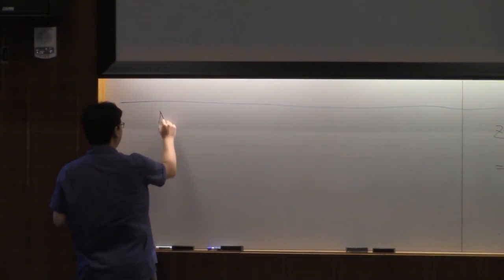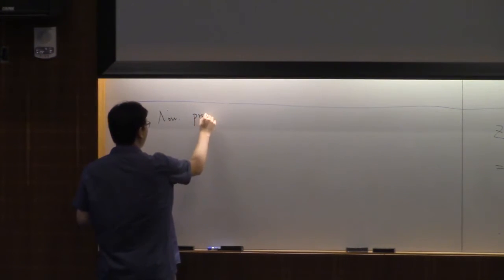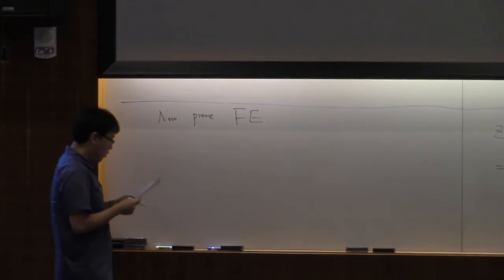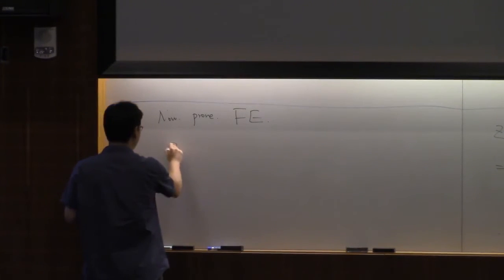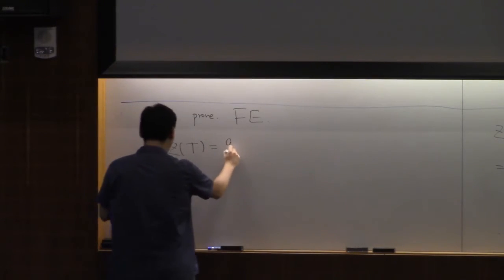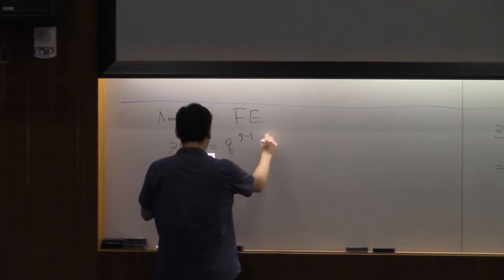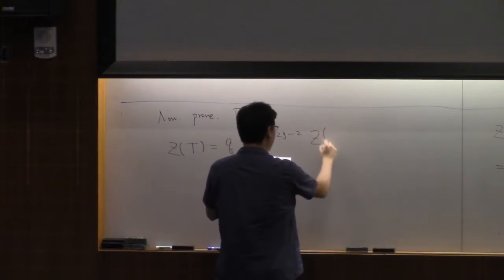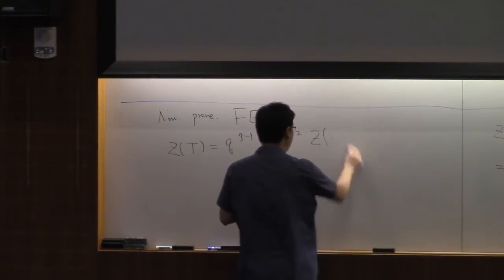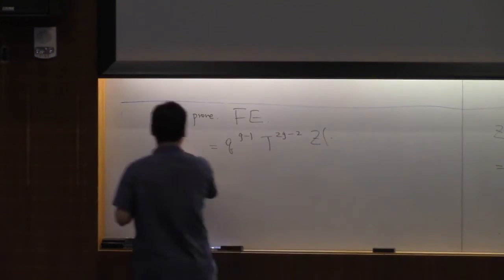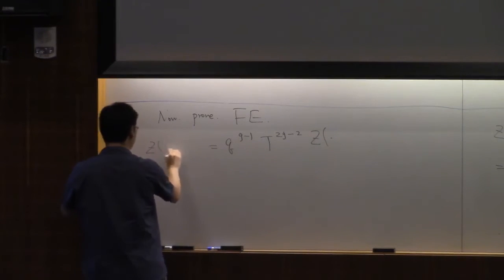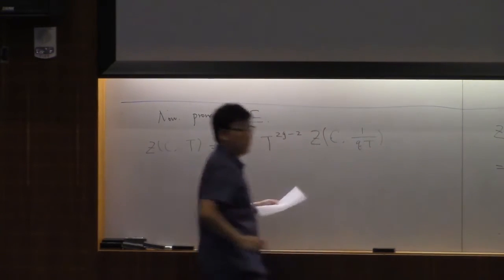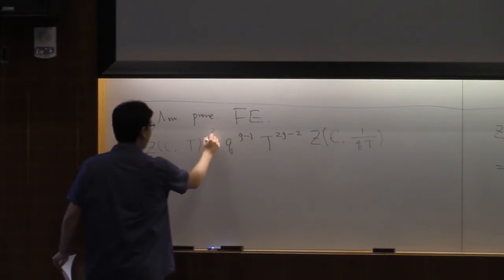Now we want to prove the functional equation, FE for short. What is the functional equation? The functional equation tells you that Z(T) should be equal to q^(g-1) times T^(2g-2) times the same zeta function, but you change the variable to be 1/(qT). So this is the functional equation we want to prove.